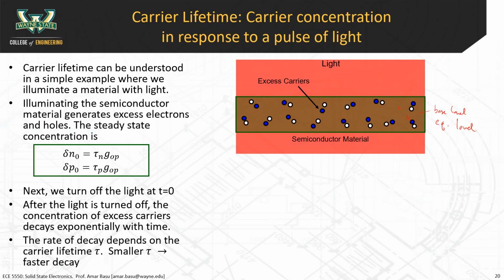When you generate the light, this is an important equation to remember. We're not doing the derivation, just remember it: the excess electron concentration is equal to tau n times G_op. What are these? Tau n is the carrier lifetime, and G_op is the carrier generation rate.